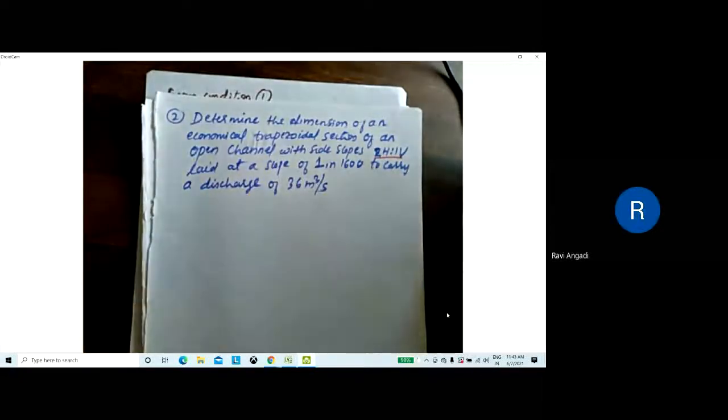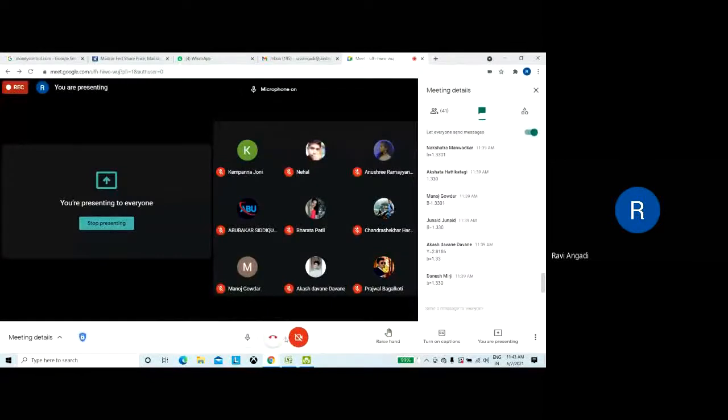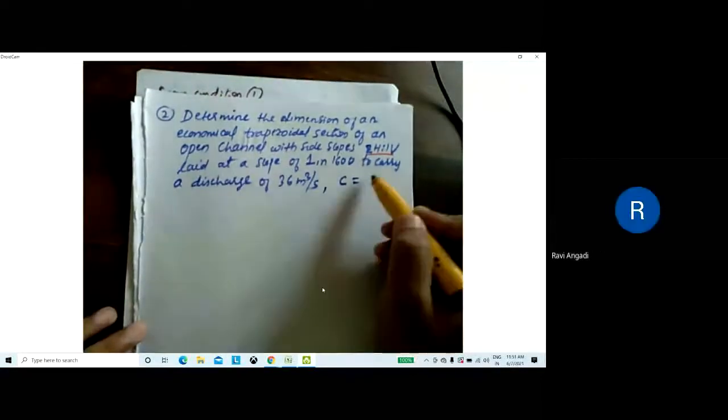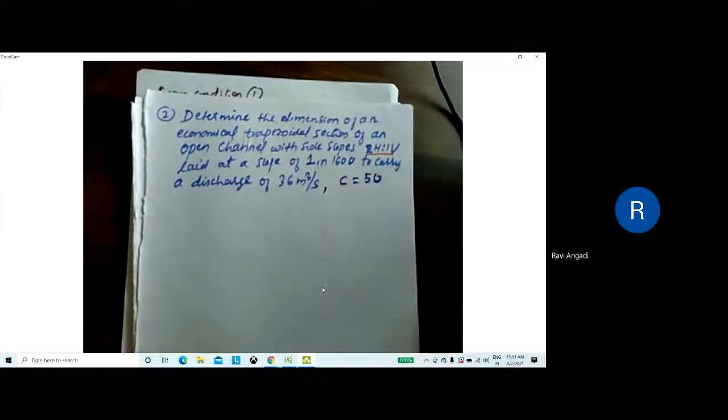There is a similar kind of problem. Please calculate the dimensions. I'll be back in 5 minutes. So all of you calculate and post your answers, Y and B. Apply the conditions of most economical channel section and calculate Y and B. Any data missing here? N, sir. Yes, C. C is given as 50. Take C as 50. Now calculate.